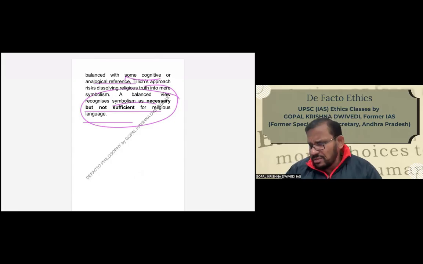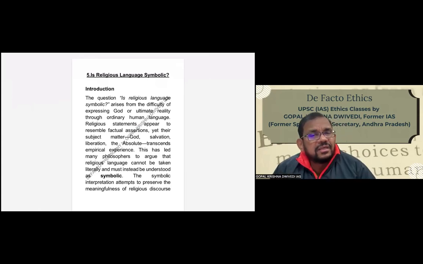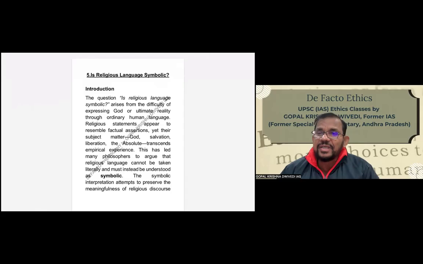Now, the next subtopic is also like that, but here we have gone through Paul Tillich's theory. Here we are answering the same question in a different manner. This has come in a previous year's exam. Is religious language symbolic?